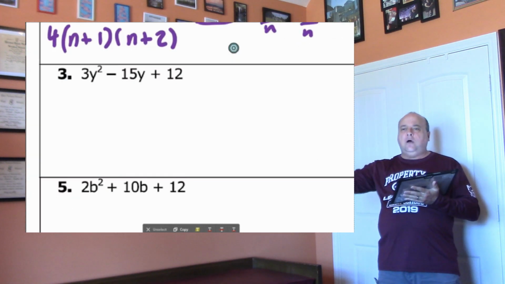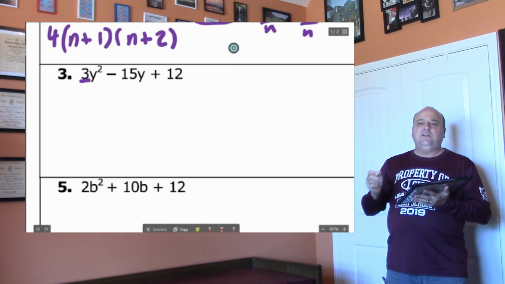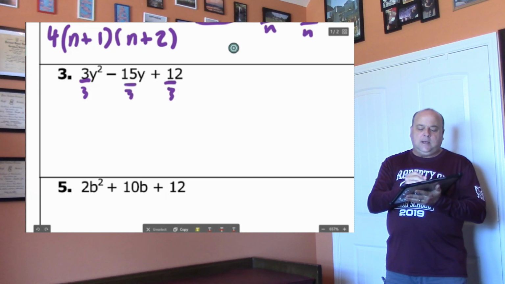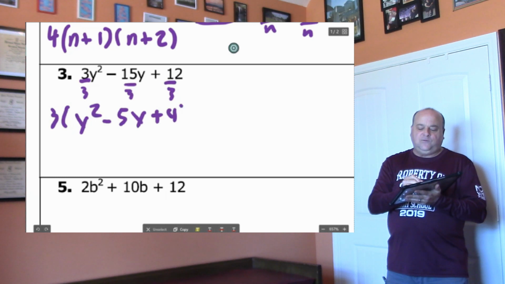3, 15, and 12. 3 goes into all these numbers, doesn't it? Try to divide by this number. It should go into all the others. So I'm going to divide by 3. And then I'll get y squared minus 5y plus 4.